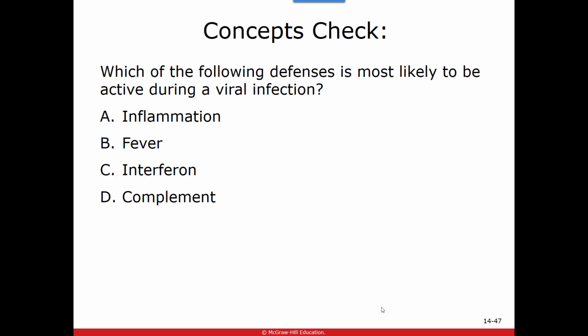So, next PowerPoint, we're going to get into Chapter 15, our 3rd line of defense, talking about the different types of lymphocytes, your T cells and B cells, and how they can recognize those very specific invaders in the body and how they can tackle them in a very specific way and form memory cells because of it.